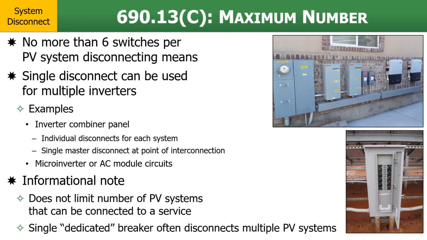So one single dedicated breaker could disconnect several different PV systems across multiple roofs of a building. That's completely acceptable as long as there are not more than 6 PV system disconnects. Doesn't mean we can't have more than 6 disconnecting means. Those can be separate things.